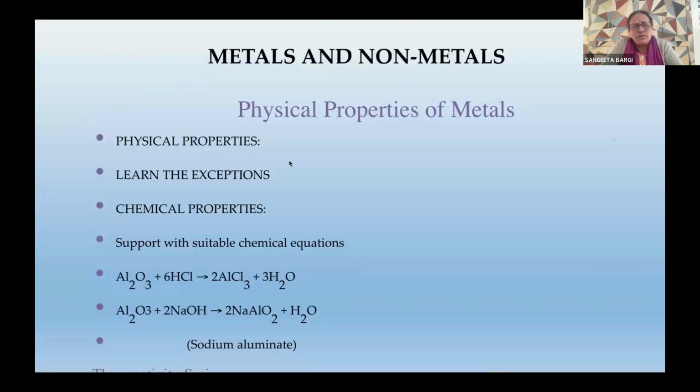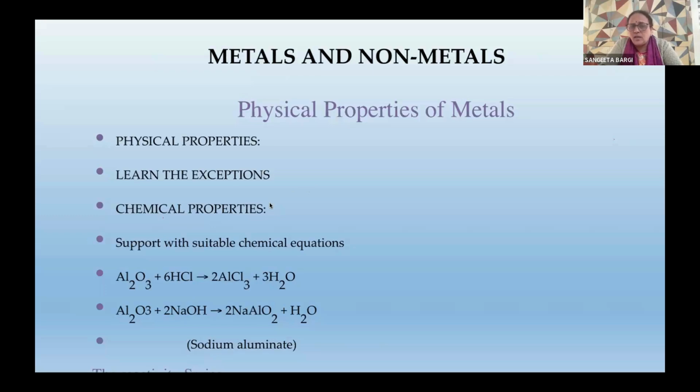Metals and non-metals, be thorough with the physical properties of all the metals and non-metals. Then there is one part where exceptions have been given, that though all metals show these properties, there are certain exceptions. So these are very important. For example, iodine is a non-metal, however, it is lustrous. Non-metals are not lustrous, but the exception is iodine. Like that, the examples which have been given in the textbook, I would suggest students to prepare that.